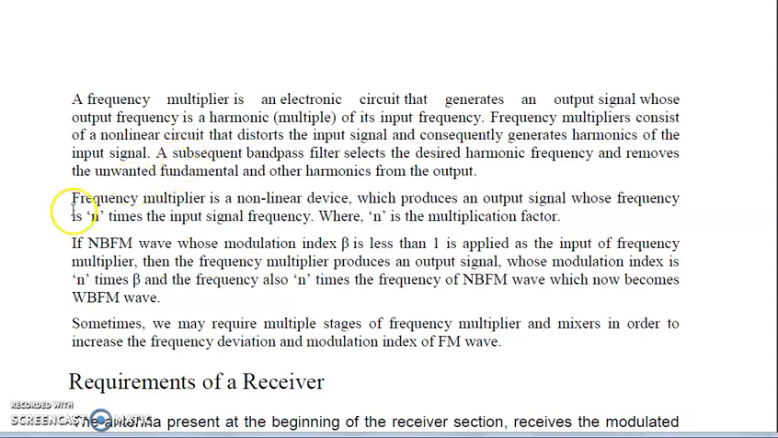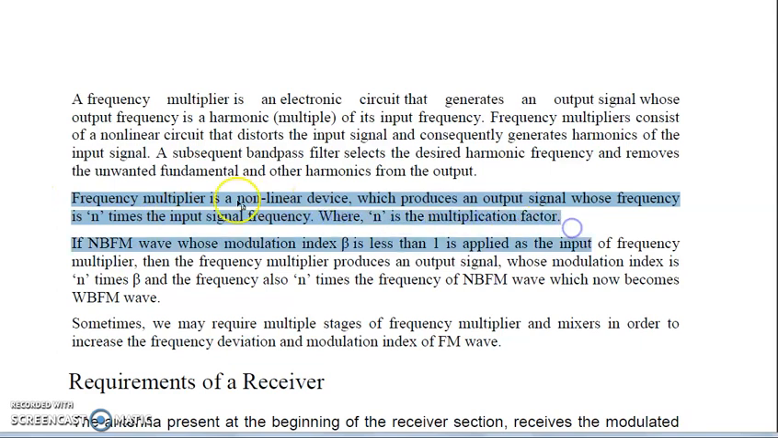Okay. So, here a little more on frequency multiplier: a frequency multiplier is a non-linear device which produces an output signal whose frequency is n times the input signal frequency. Okay. So, this is the complete detail of frequency multiplier. It is for narrowband FM also, for wideband FM also, frequency can be doubled, tripled, and it can be multiplied by n times. Now, the next topic is the FM receiver.